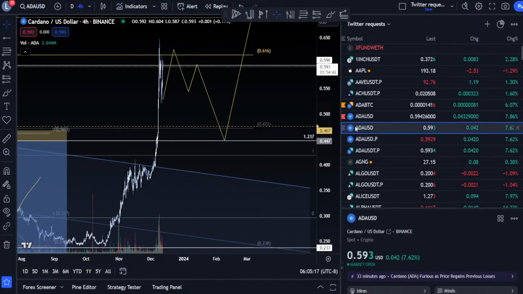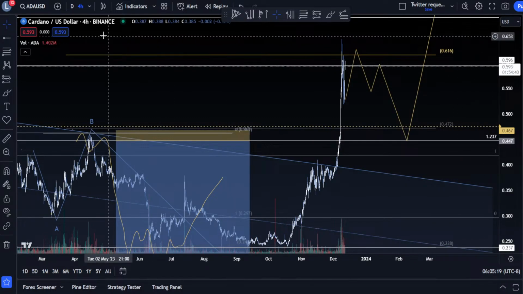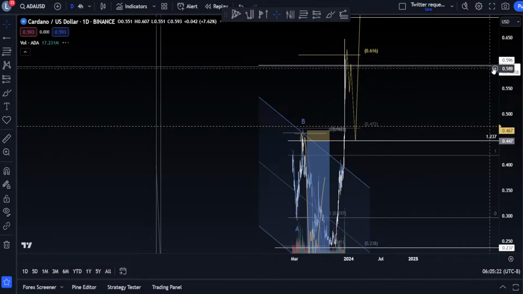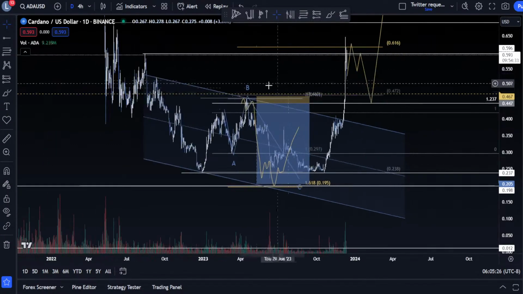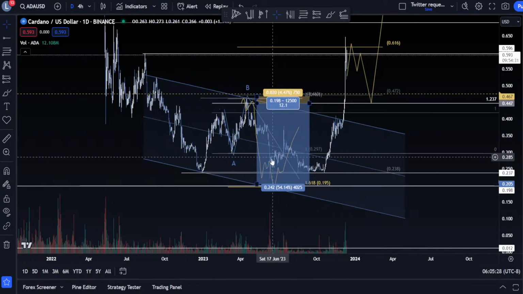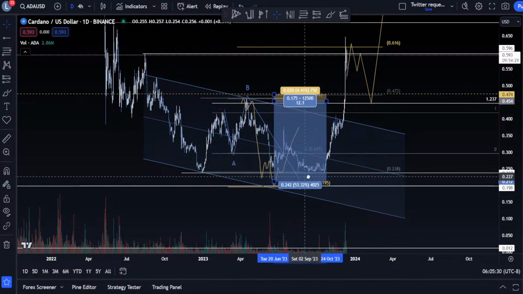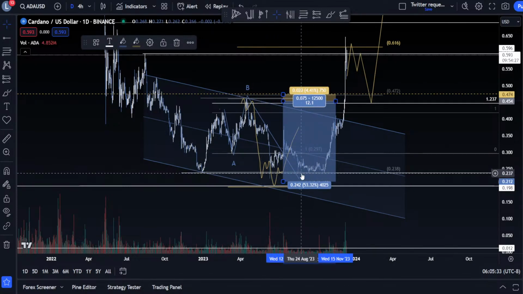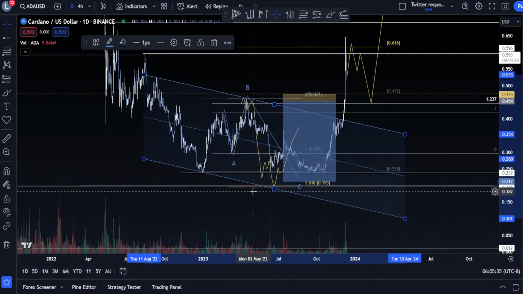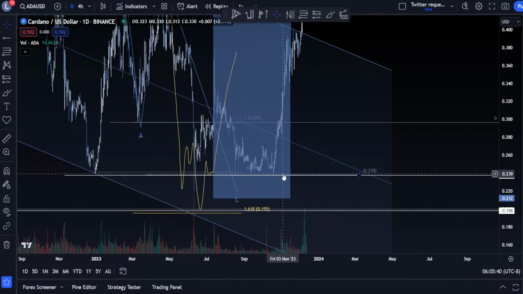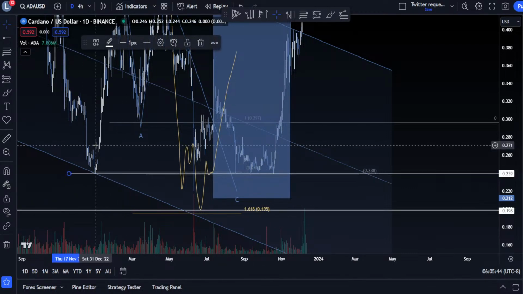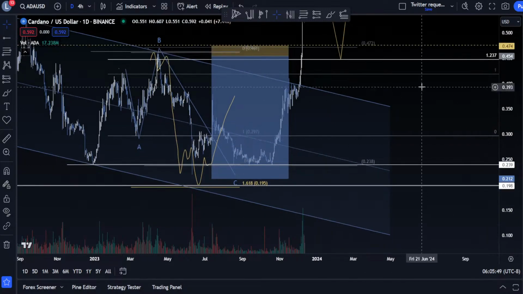Let's go to, someone's asking about ADA. Back here, this is back in April, I had this idea of putting in an A, B, C back into these lows. Probably could have found that long, but I was looking for the 1618 extension to be tapped here. Actually, FTM had a similar setup, but this retest could have been used as a long trigger.